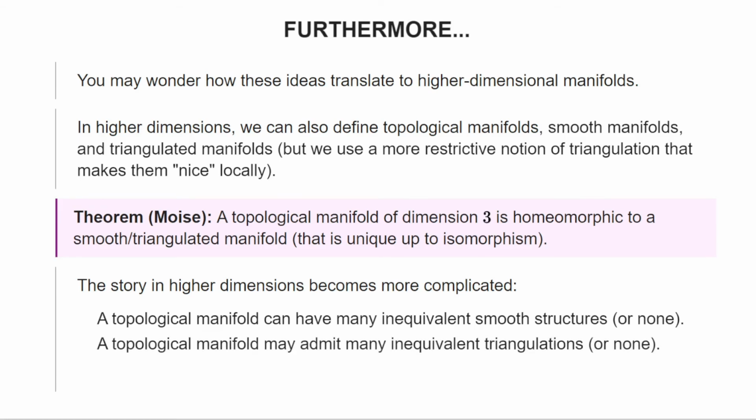In higher dimensions, there are also topological manifolds that admit many inequivalent smooth structures or triangulations. Furthermore, smoothness guarantees that the triangulation exists, but the converse is not true either. As you may imagine, there's plenty of active research about the nature of manifolds in higher dimensions. Even in dimension 3, where we have Moise's theorem, there's still plenty to be understood.